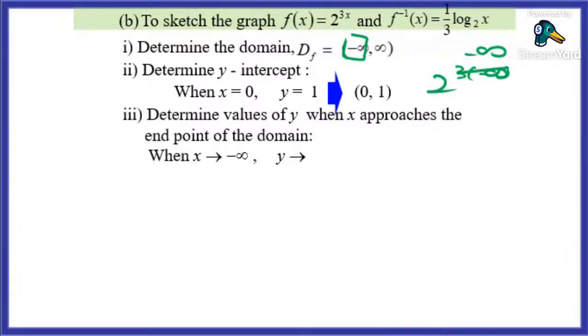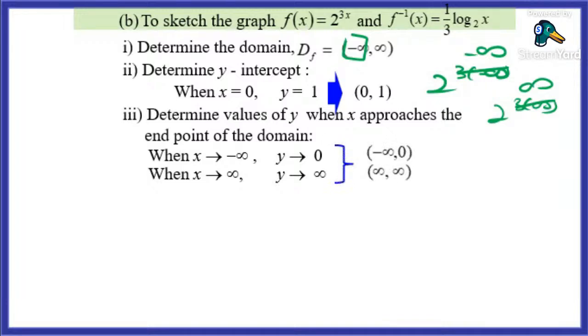This is negative infinity, which approaches 0. And then when x approaches infinity, 2 to the power of infinity equals infinity. So we have the points (negative infinity, 0) and (infinity, infinity).